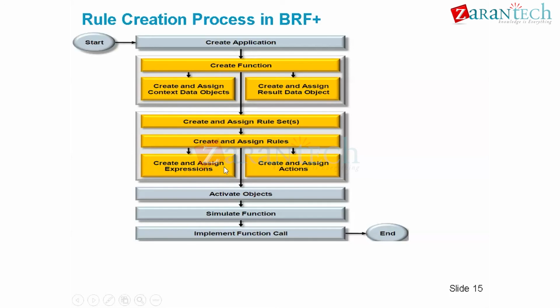So create and assign expressions. Expression means our exact decision tables, your formula, or decision trees, etc. Based on that, we are taking the actions and getting the outputs. Then you just need to activate your object, simulate, and implement the function call. Implement means where you want to call this function. And what was the function? The function that we had created at the top level.